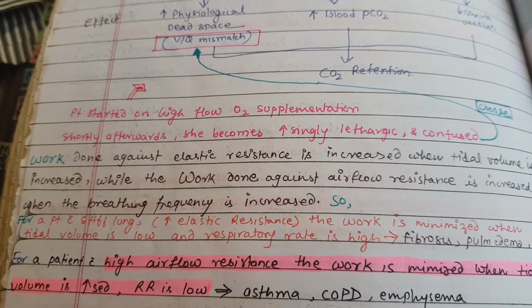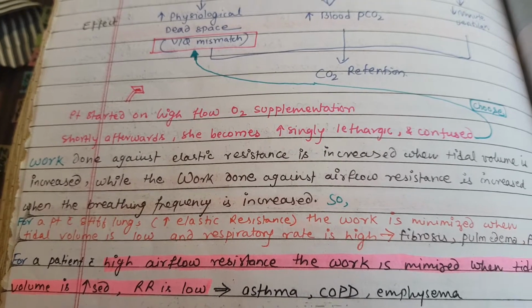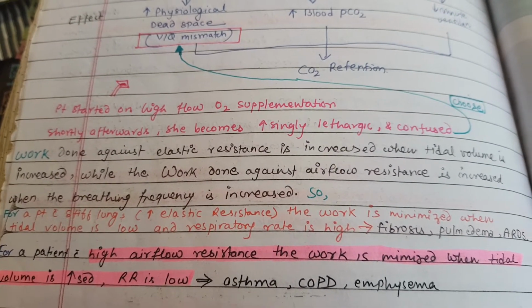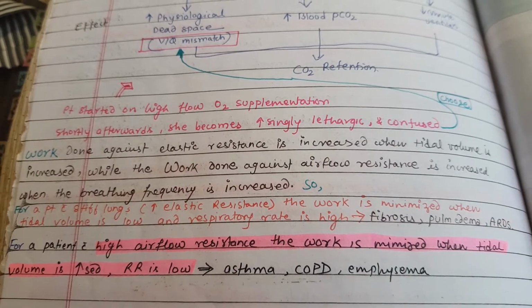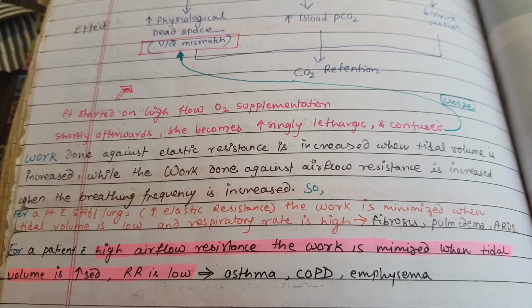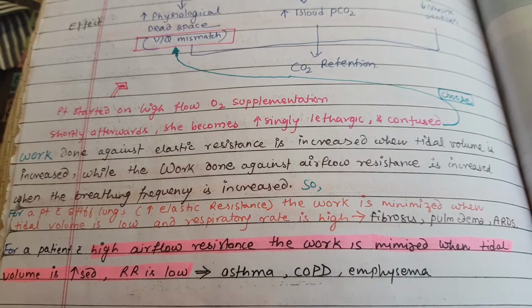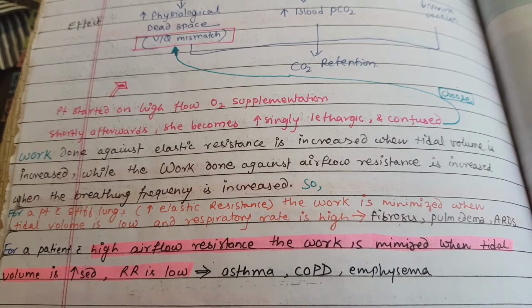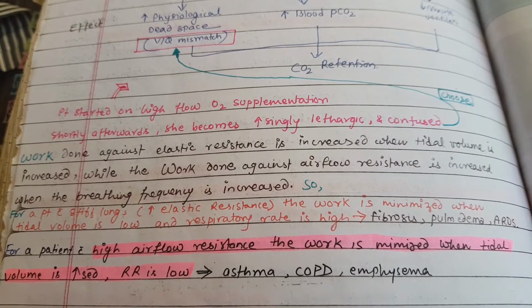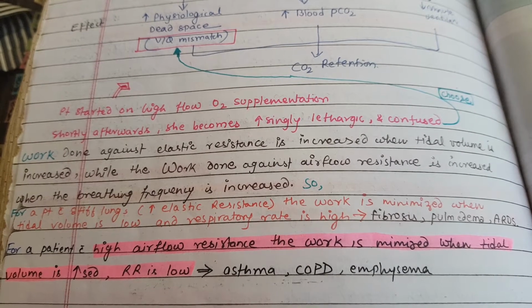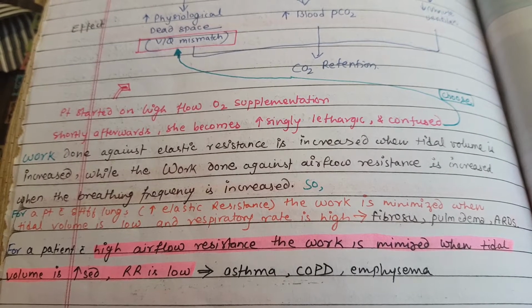Now, work done against elastic resistance is increased when tidal volume is increased, while the work done against airflow resistance is increased when the breathing frequency is increased. So for a patient with stiff lung, that is increase in elastic resistance, the work is minimized when tidal volume is low and respiratory rate is high. For example, fibrosis and pulmonary edema or ARDS.